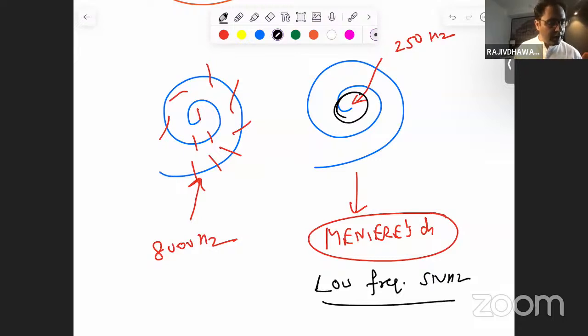Now, everybody, now please see. Therefore, which audiogram do we see? The Meniere's rising audiogram, beta. Meniere's rising audiogram.